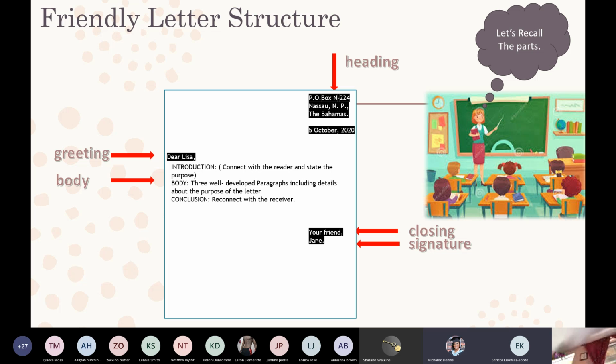So I always, well, me personally, in my classroom, I teach my students P.O. Box, whatever your P.O. Box is, and I teach them Nassau, comma, Bahamas.